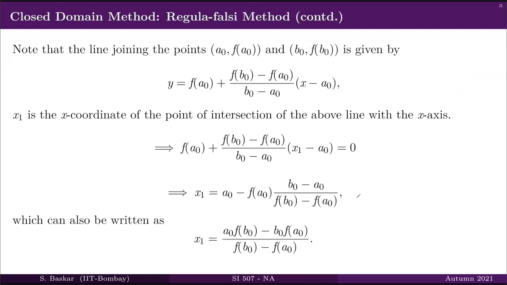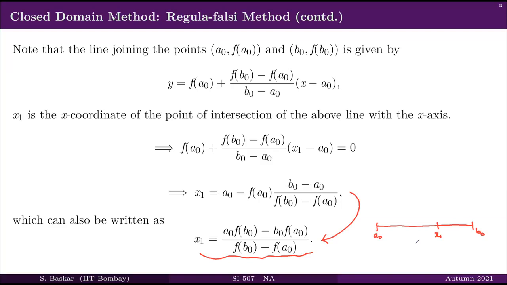And this can also be rewritten like this. Now, once you have this, your initial interval a naught to b naught is divided into 2 parts, a naught to x1 and x1 to b naught, right? Now you will check the sign change of the function f in these 2 intervals. In whichever interval we have the sign change for the function f, we will take that interval and discard the other part of the interval. And then we will take our new interval as the interval in which the function f changes its sign.